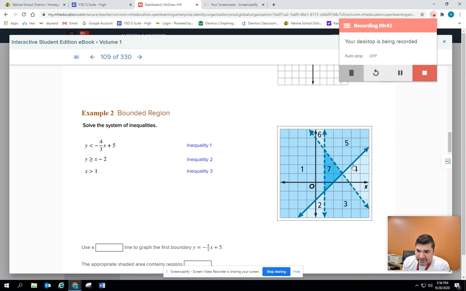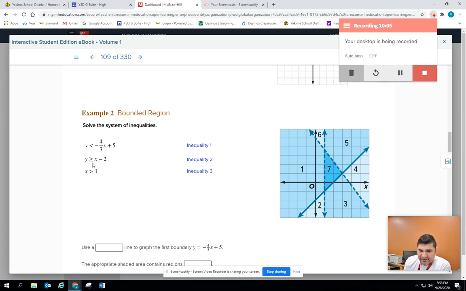Okay. All three lines are labeled. Notice that this one here has an equal sign. So this one is going to be a solid line, which is here. Okay. So for this first one, it says y is less than. So here we have our dashed line. And we're going to graph everything below.